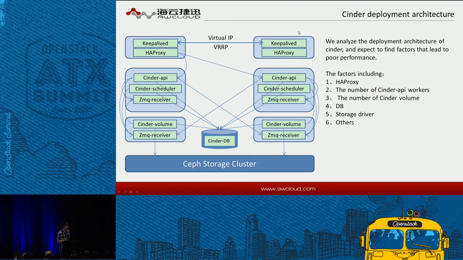Okay, this is the deployment architecture of Cinder. The client sends a request to HAProxy, and the HAProxy will load balance the request to Cinder API, and then to Cinder scheduler and Cinder volume. The arrow shows the request flow path. As you can see, there are so many components in this flow path, and each of these components can be a performance factor. This includes HAProxy, Cinder API workers, the number of Cinder volumes, database, storage driver, and others. I will talk about each one in detail.